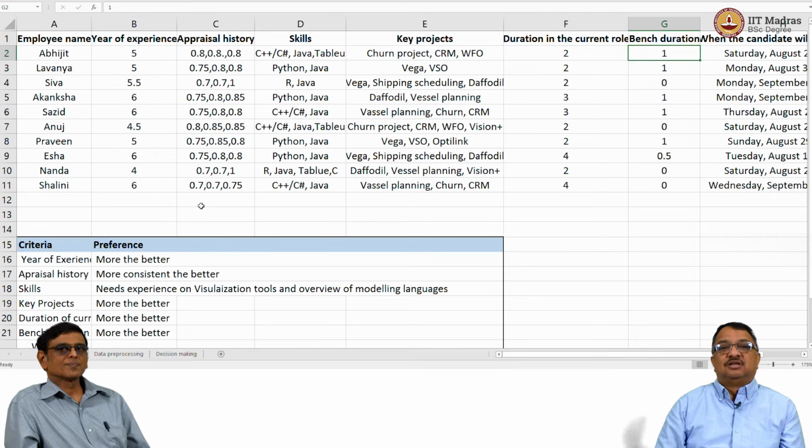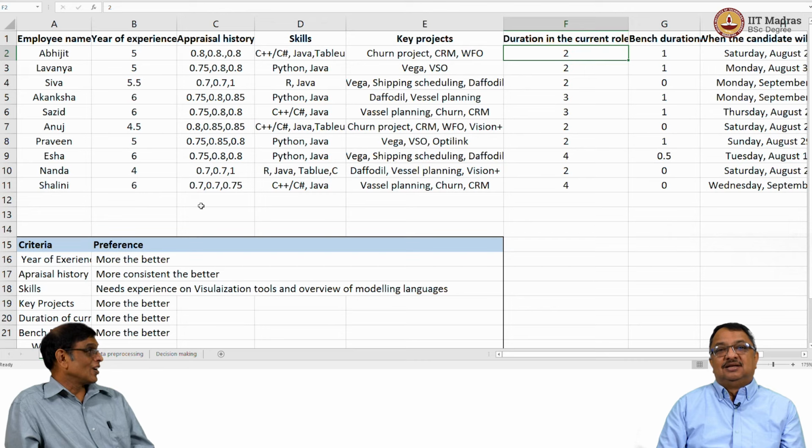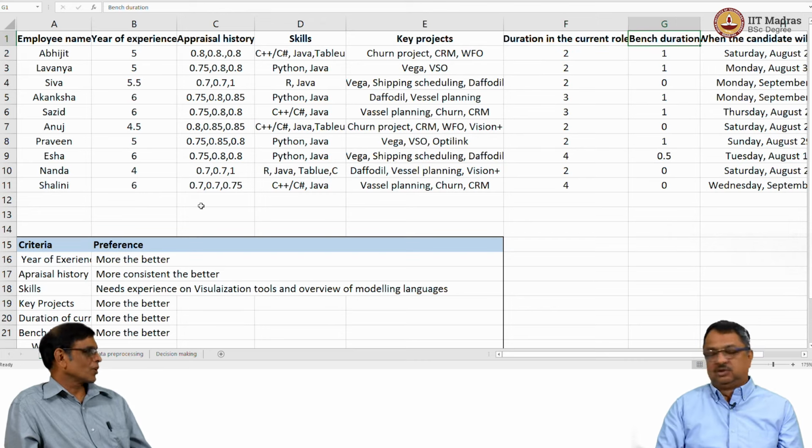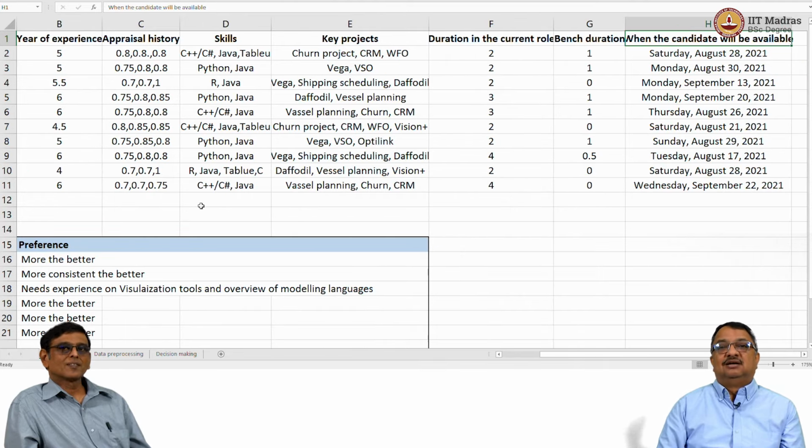Bench duration also they've given us, but in that case, you want larger duration? Larger is better. And in the case of bench also, we had said larger is better. Okay, so both are okay. And then finally, they have said the date on which the candidate will be available.